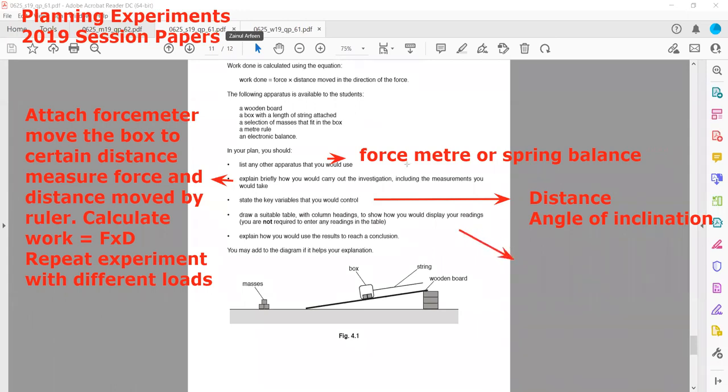So what table can we have? We can have force, we can have distance, like the mass is there, the force will be there, distance will be there, and the work done. And whenever you're making a table, it should be with the column headings.